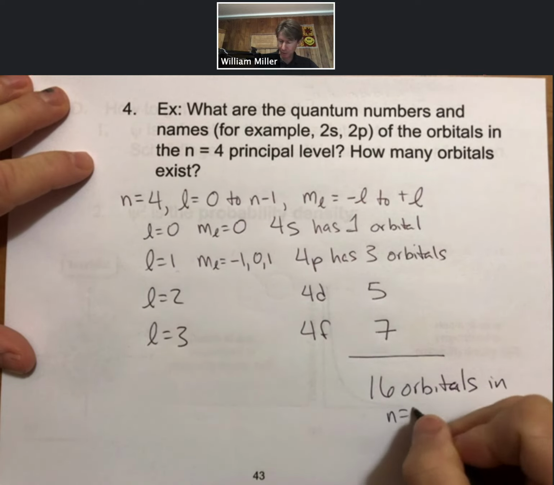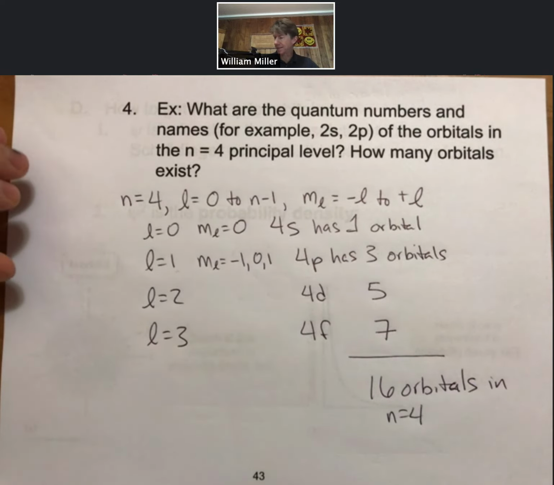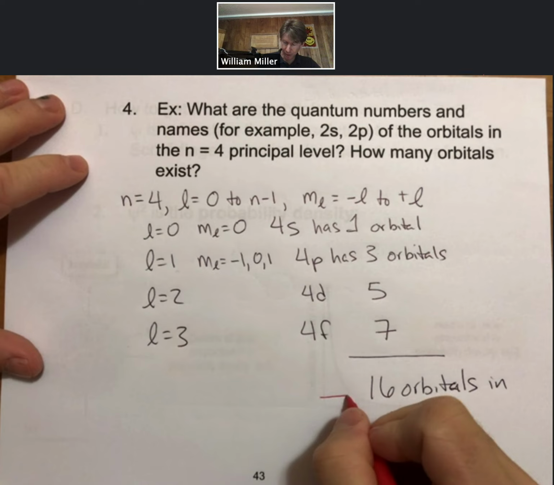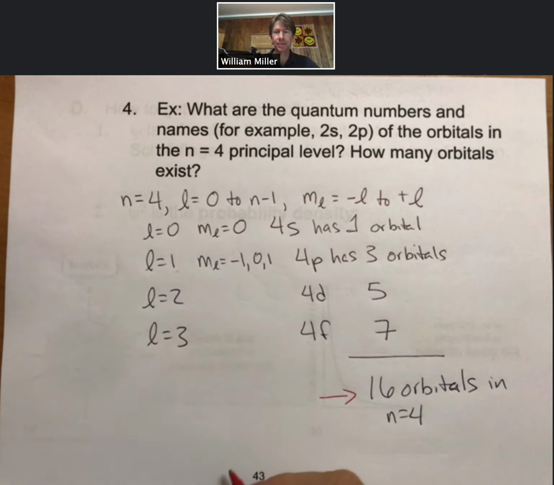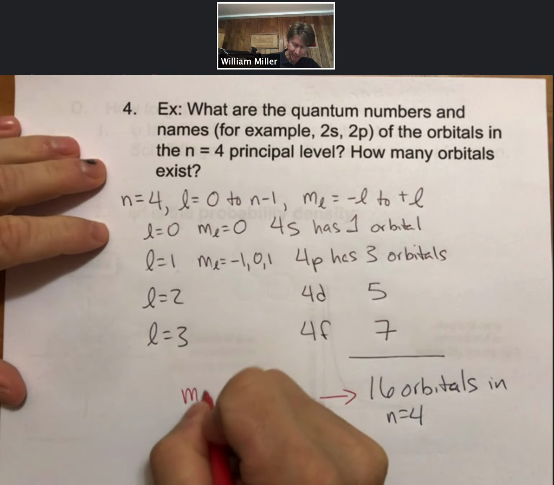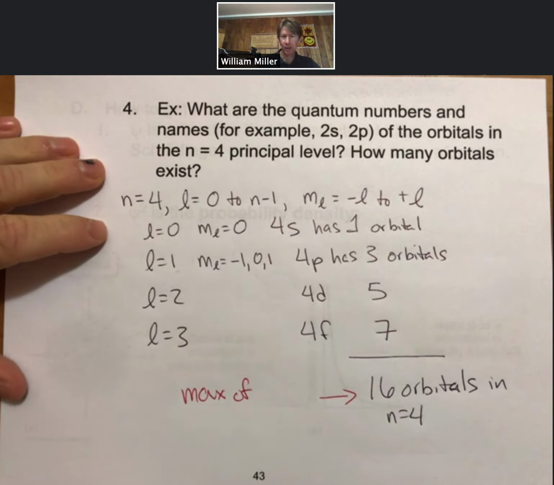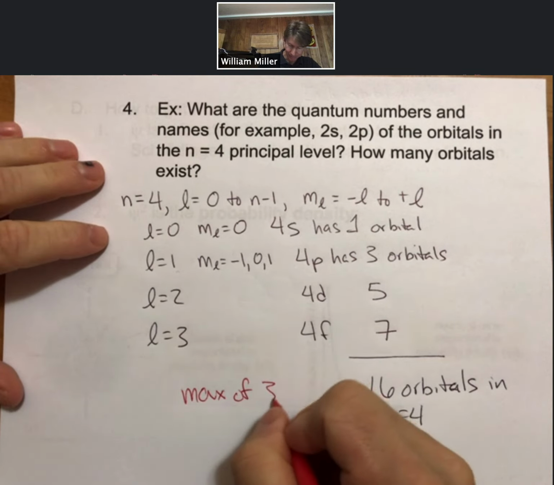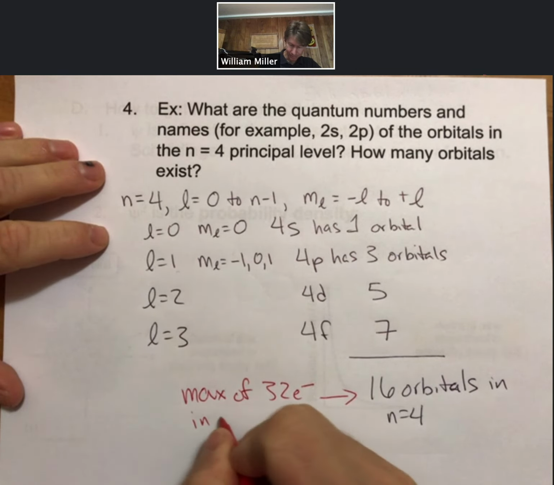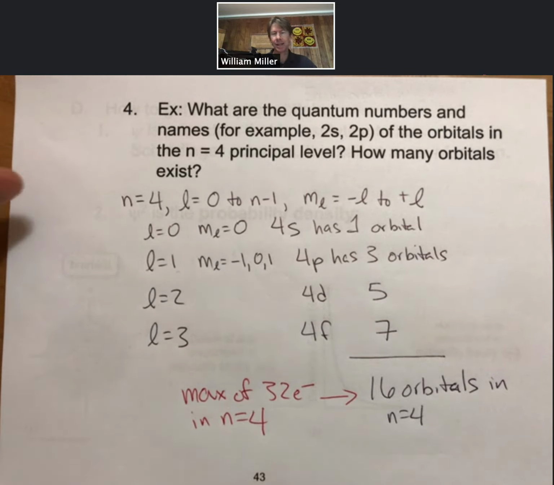As a note, for n equals 4, if there are 16 orbitals and each orbital can hold a maximum of 2 electrons, there's a max of 32 electrons in n equals 4.